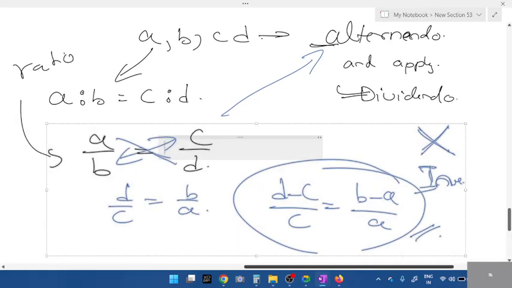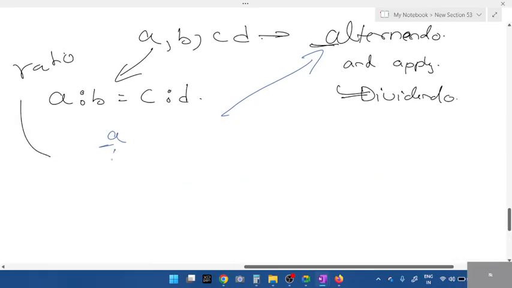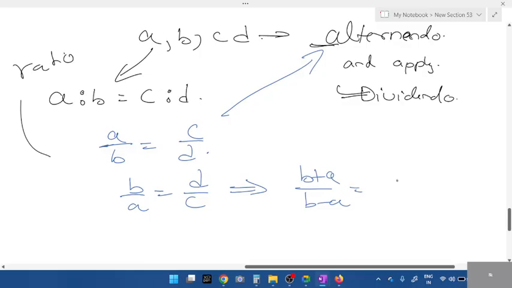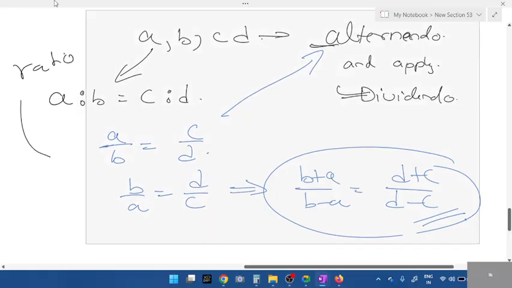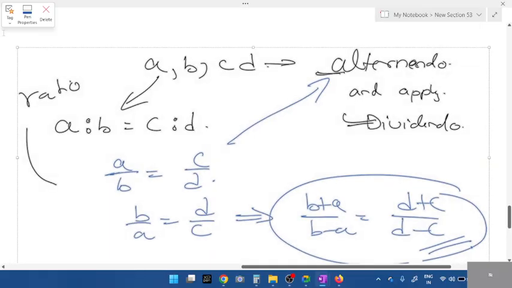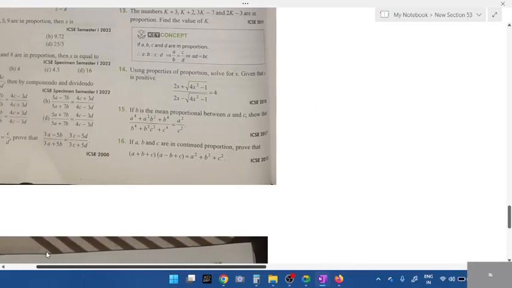Is this clear? What is invertendo, students? Invertendo, how do you invert this? B by A is equal to D by C. Then how do you apply componendo, dividendo? B plus A divided by B minus A, both together, is equal to D plus C divided by D minus C. Applying both componendo, dividendo. Just because numbers it is easy; if they give numbers and alphabets together, you should think and write the answer. There will be some calculation, addition, subtraction, cross multiplication calculations.